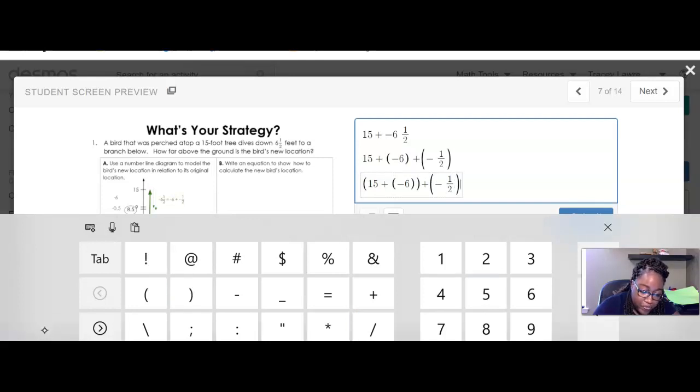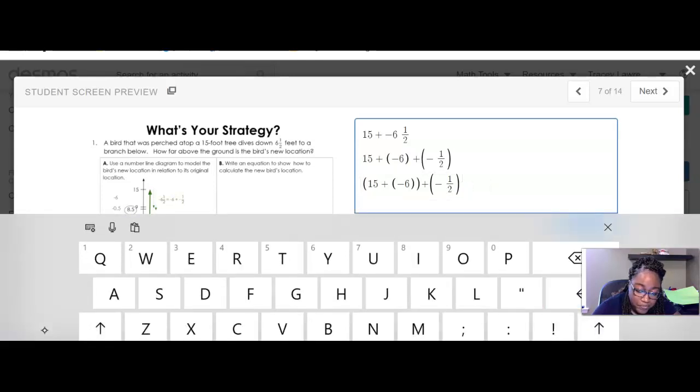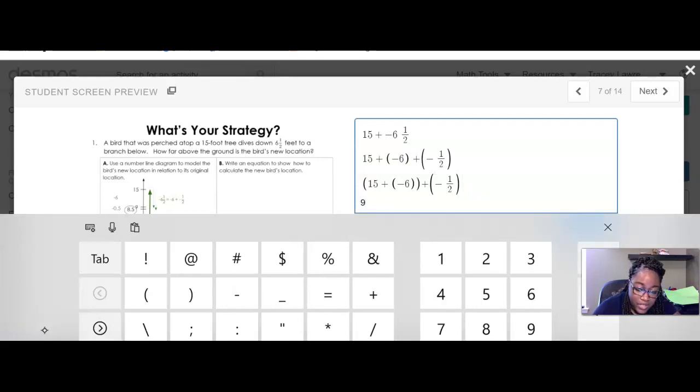Okay, so we're going to do 15 plus negative 6. So remember, that means that with different signs we subtract. So different signs subtract. 15 minus 6 gives us 9. And 15 has the larger absolute value, so our answer is 9.